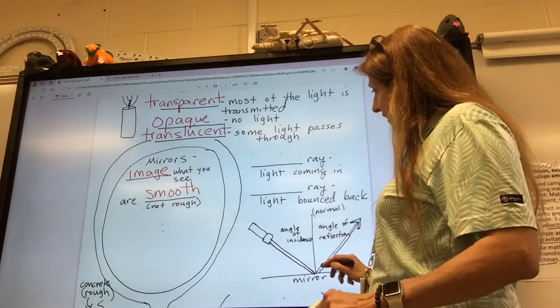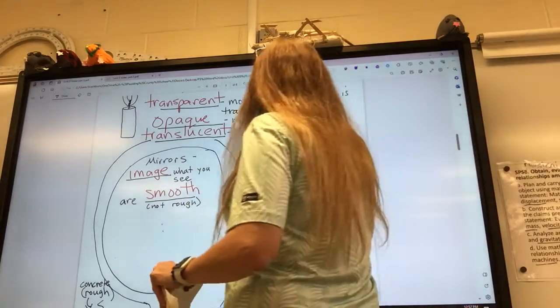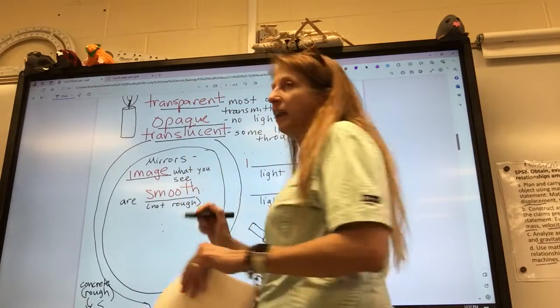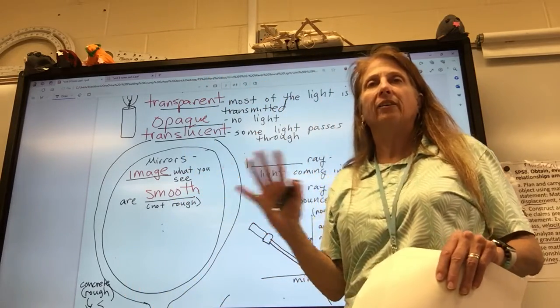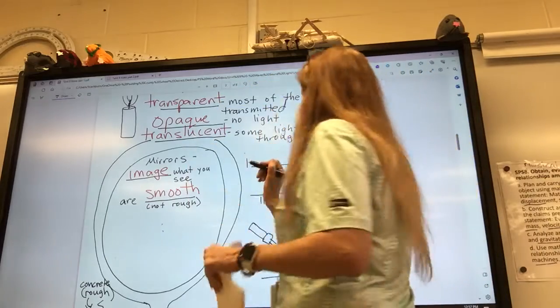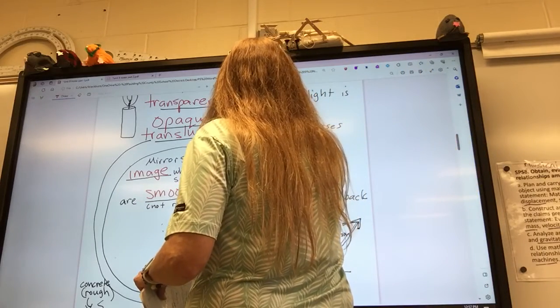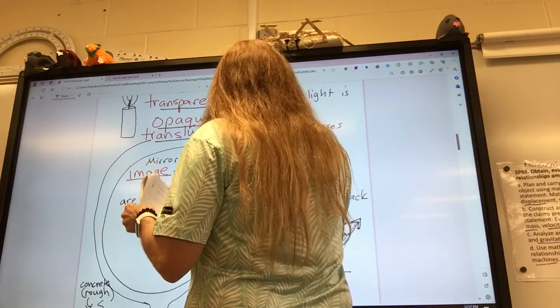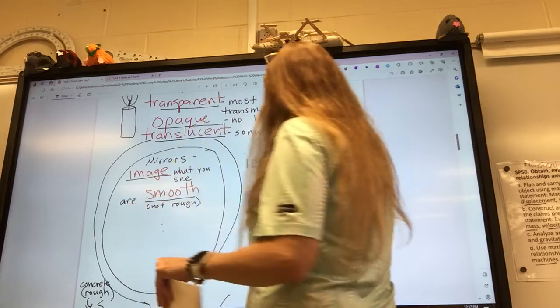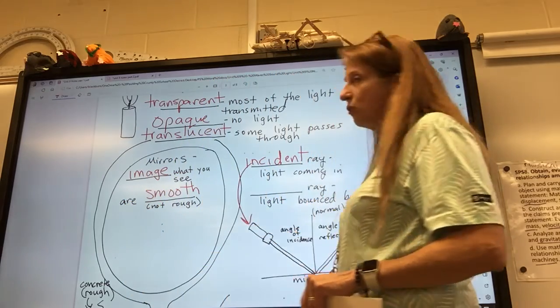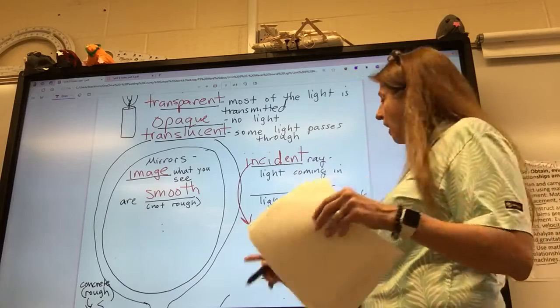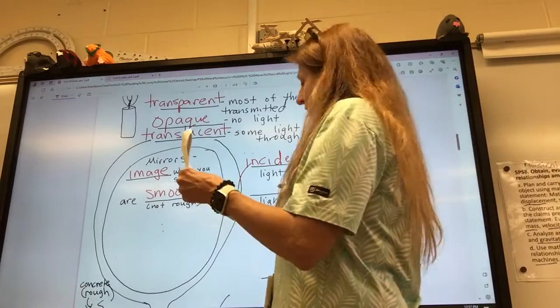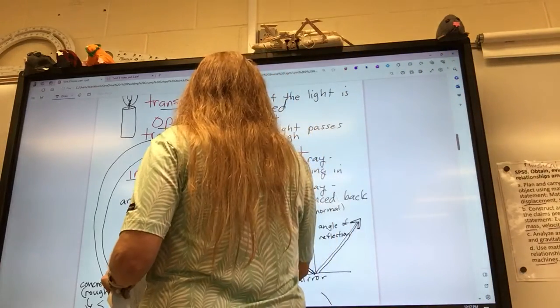And the light coming in is called the incident ray. You know how light can be called a ray, a beam of light, a sunbeam, a sun ray? So it's called the incident ray. The incident ray is the light coming in. So draw an arrow down to the flashlight. The light that bounces off is called the reflected ray.